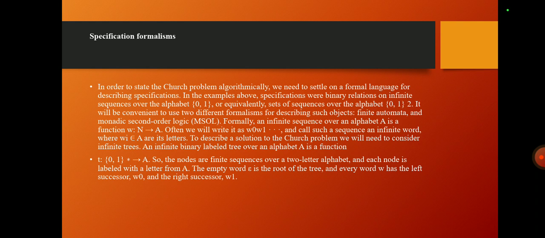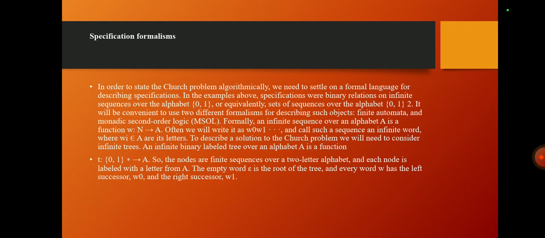So the nodes are finite sequences over a two-letter alphabet, that is 0, 1, and each node is labeled with a letter from A. So the empty word epsilon is the root of the tree, and every word W has a left successor and a right successor. The left successor is W0 and the right successor is W1. So we need to settle on a formal language for describing specifications. In order to state the Church problem algorithmically, we need to settle on a formal language.